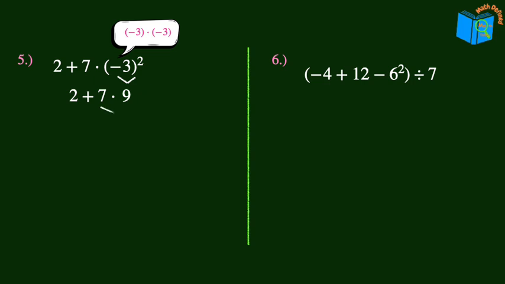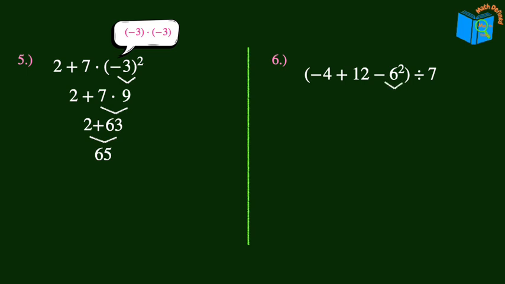Next, we will multiply 7 by 9 to get 63. The last operation is addition, and 2 plus 63 is 65. Moving next to problem number 6, we need to start inside the parentheses again. And within the parentheses, we need to simplify the exponent first.